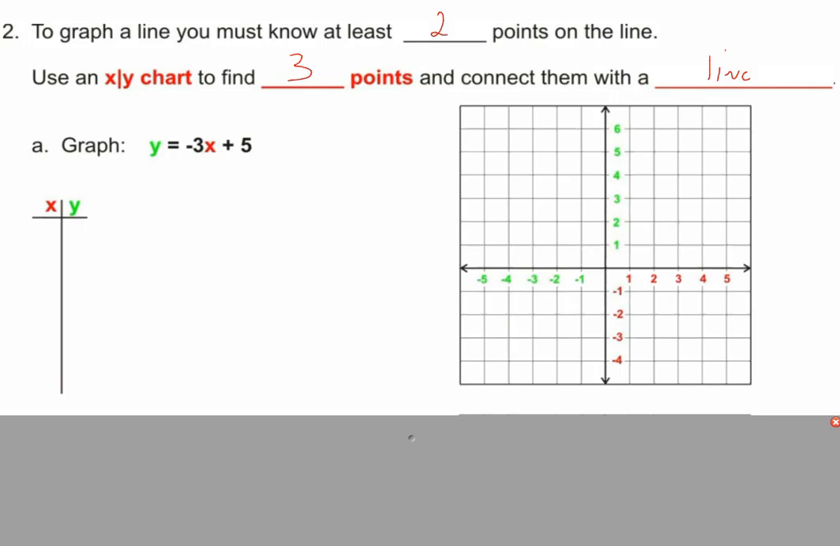Anybody know why we want to do 3 instead of 2? Edward? To be extra sure. It is to be extra sure. Look, if you only do 2 points and you made a mistake, you'll always see clearly that there's going to be a line. So let me give you an example. Don't write this. I'm just going to use the Cartesian plane as an example.